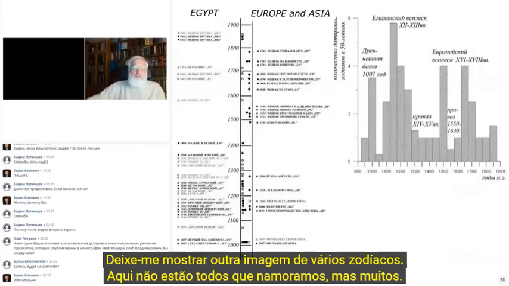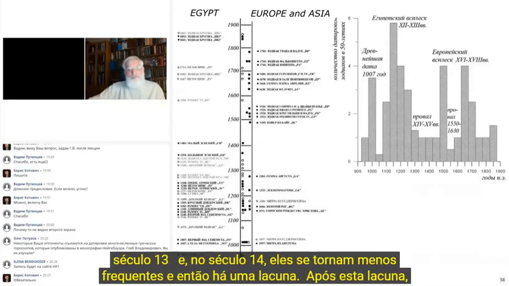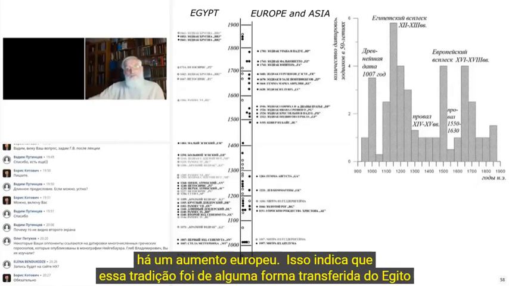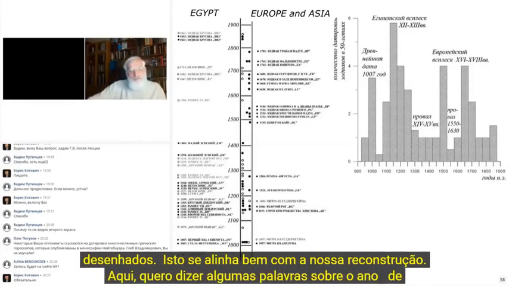Let me show you another image of various zodiacs. Here are not all that we have dated, but many. There was an Egyptian surge. We found a lot of zodiacs in Egypt. There are many in the 13th century, and in the 14th century, they become less frequent, and then there is a gap. After this gap, there is a European surge. This indicates that this tradition somehow transferred from Egypt to Europe through some period of turmoil or difficulties when fewer zodiacs were drawn.